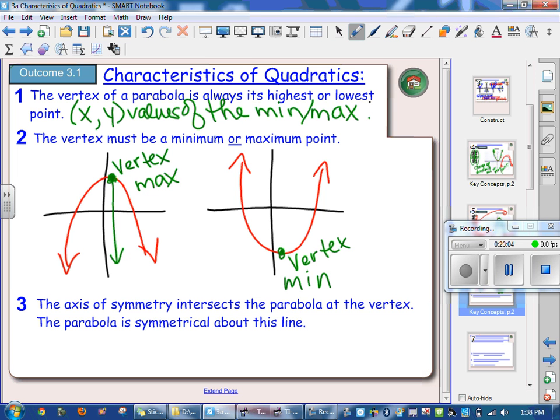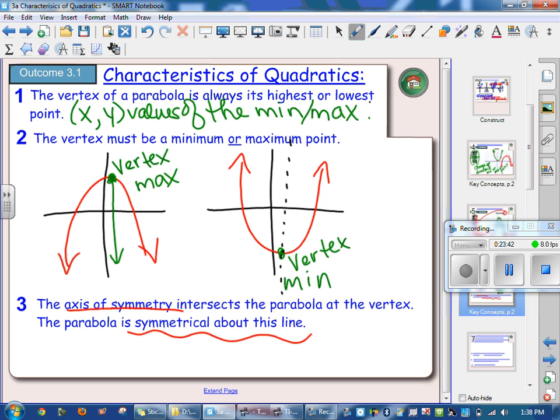Now, number 3 says the axis of symmetry intersects the parabola at the vertex. And it says the parabola is symmetrical about the line. That's a whole bunch of fancy words to say the axis of symmetry cuts your graph in half as a mirror image. So I'll make a dotted line at the vertex. Don't mind my drawing, I can't draw very well, it's not balanced, but it should be identical in size on both sides of that line.